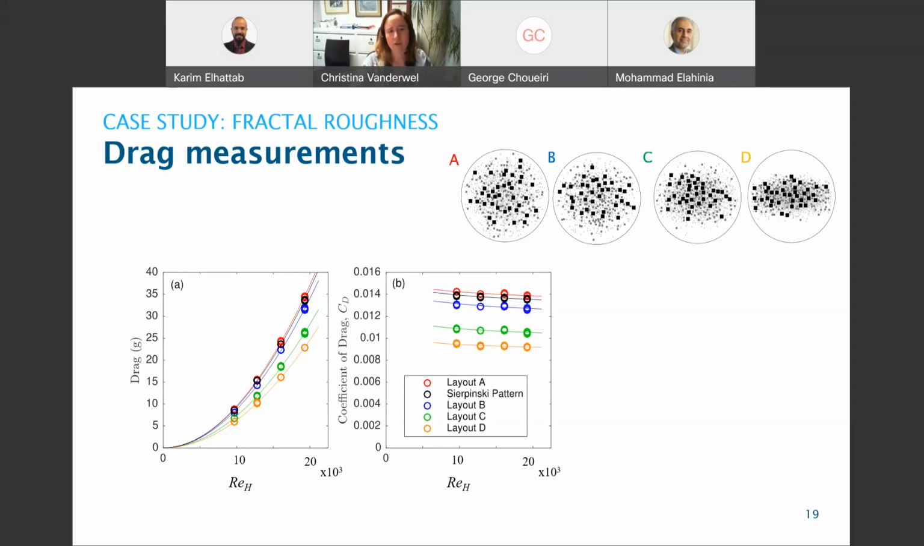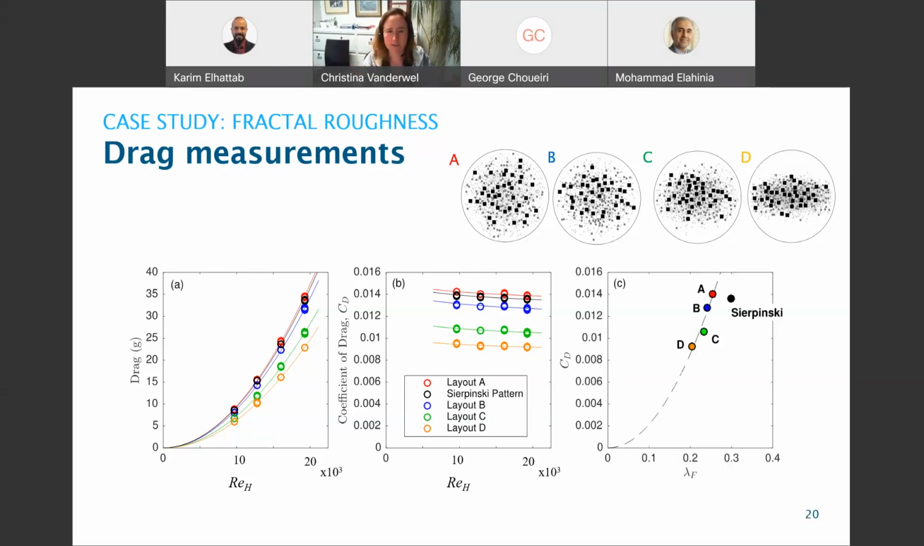So it's normalizing these drag values by half rho v squared to get the coefficient of drag. And we can see here that over this Reynolds number range, actually, the coefficient of drag is fairly constant, as we just argued it should be in the turbulent regime. And the drag is ordered in the order A, B, C, D, with the Sierpinski carpet pattern sort of stuck there in the middle.